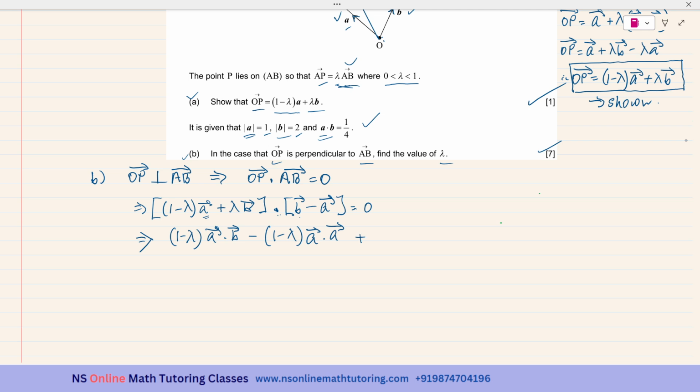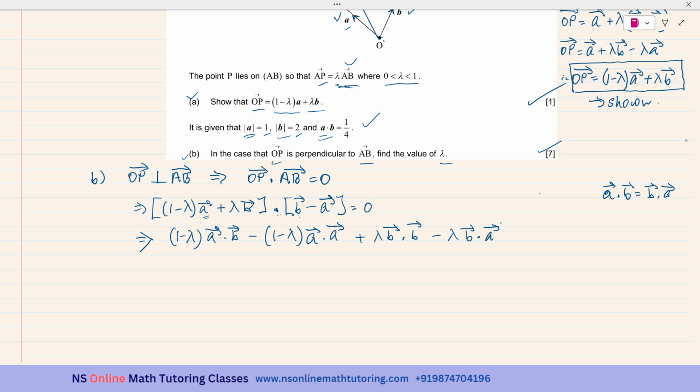plus lambda B dot B minus lambda B dot A. Okay, and we know the properties of dot products. From the properties of dot products, we know that A dot B is equal to B dot A.